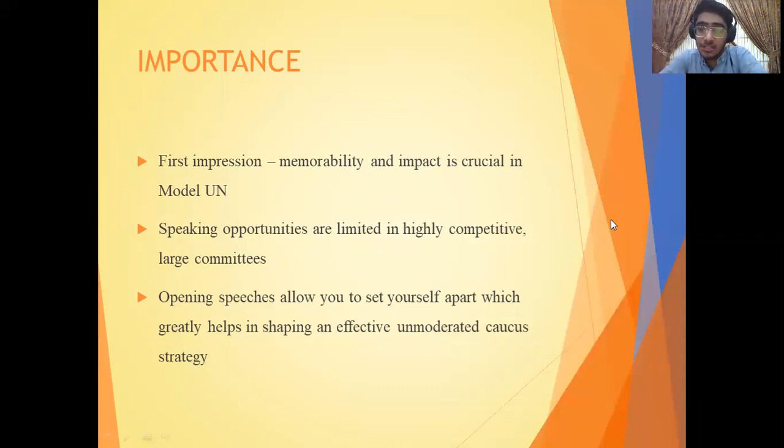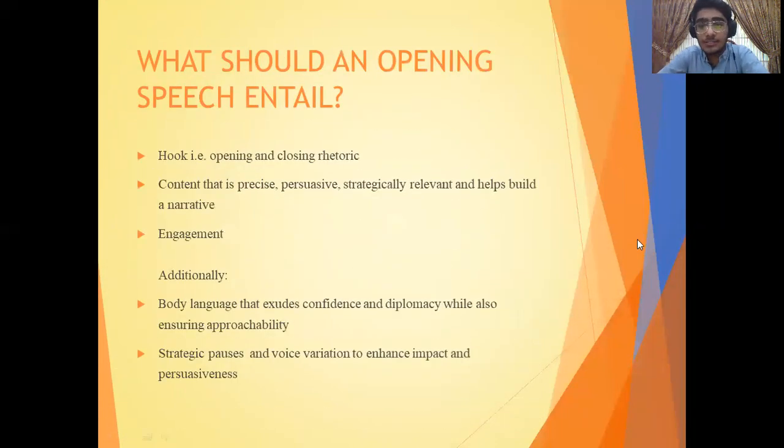Thirdly, in terms of the strategic importance of opening speeches, I think that they are the best platform to help you build a narrative, and this narrative helps you in your unmoderated caucuses. It helps you build an effective unmoderated caucus strategy, something I'm going to be talking about later along in this video. All right, so what should an opening speech entail essentially?